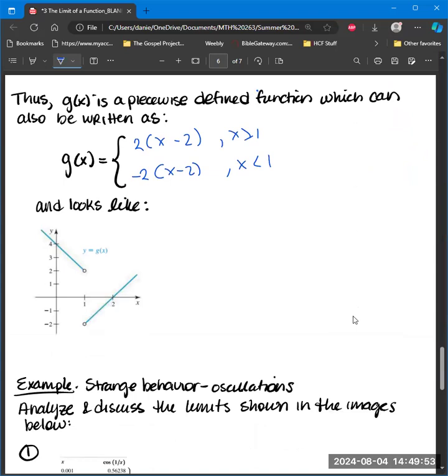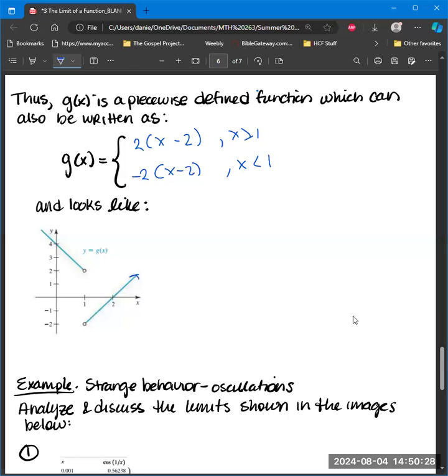Here, if we stick in x is 0, we get negative 2 times negative 2 is a positive 4. If we stick in 1 into this piece for the limit, 1 minus 2 is a negative 1. Negative 2 times negative 1 is a positive 2, but there's an open circle there. And those 2 points determine this line. If we stick 1 into this piece up here, 2 times negative 1 is negative 2 with an open circle. Stick in 2, 2 minus 2 is 0. So we have an x-intercept there, and those 2 points determine a line.